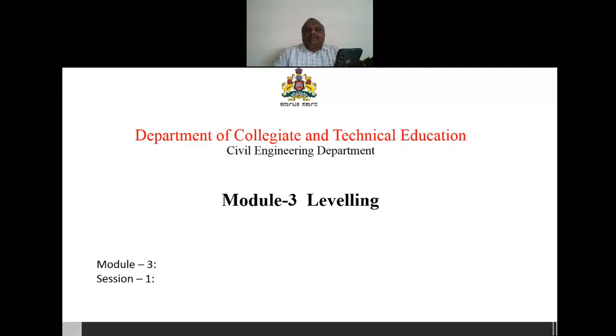We'll discuss Module 3. Module 3 includes basic terms and definitions of leveling, methods of leveling, and different types of levels, that is, instruments which are used in surveying work. Curvature and refraction corrections will also be studied, and different types of leveling, that is simple leveling, differential leveling, profile leveling, fly leveling, and reciprocal leveling will be studied.